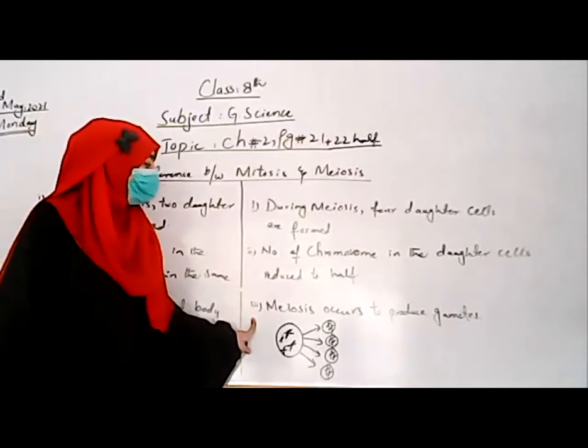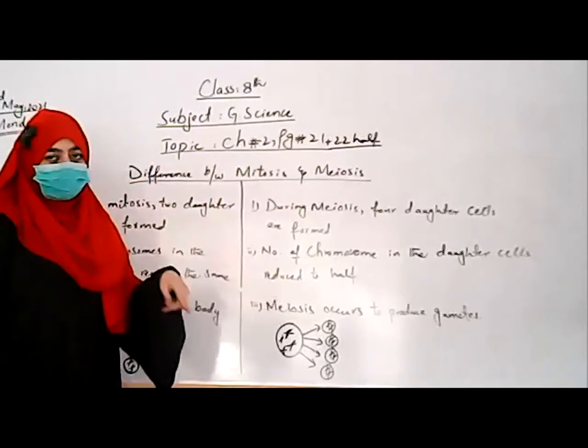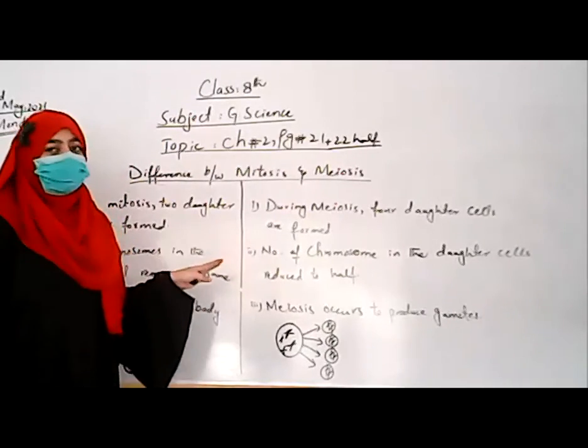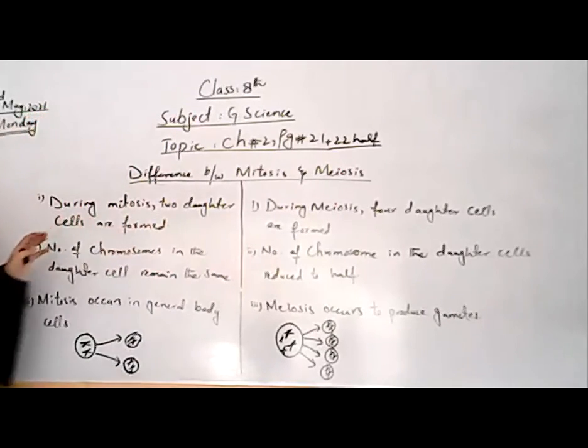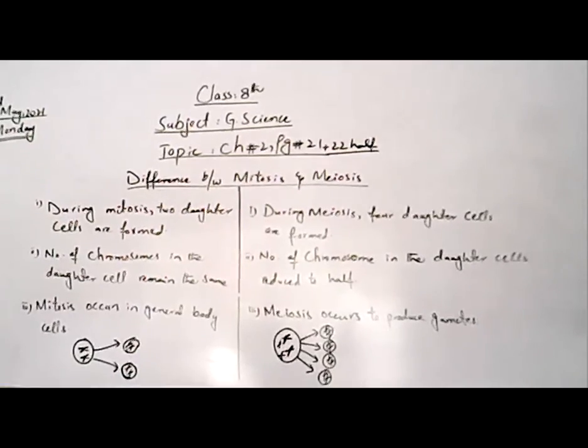The third is that meiosis occurs to produce gametes. Only gamete production takes place by meiosis. All other body cell divisions occur by mitosis. Okay, it is all about the topic meiosis. Today we discussed just meiosis and the comparison of mitosis and meiosis. You can see it here on your board, and if you have any difficulty, you can ask, students.